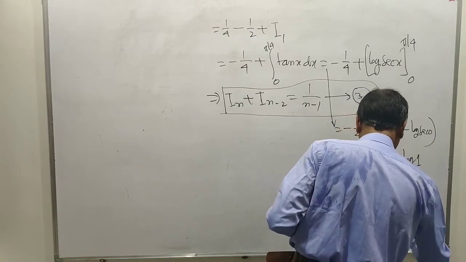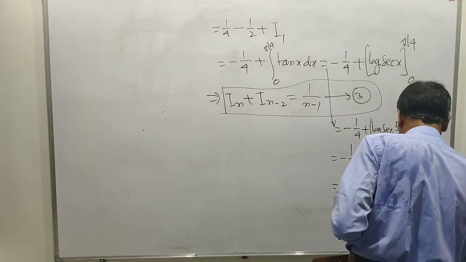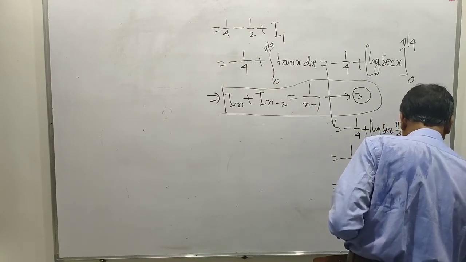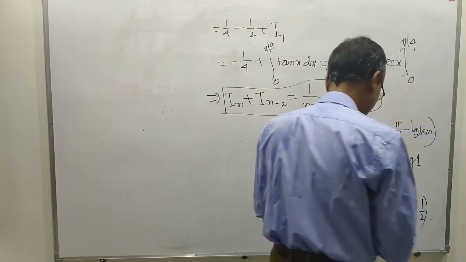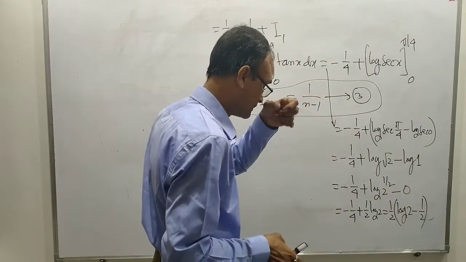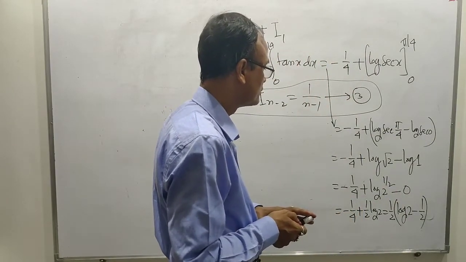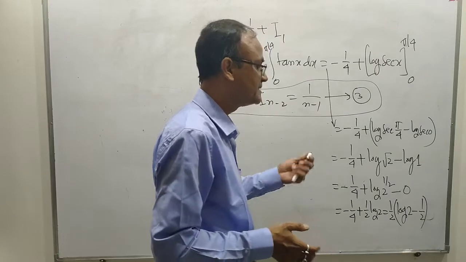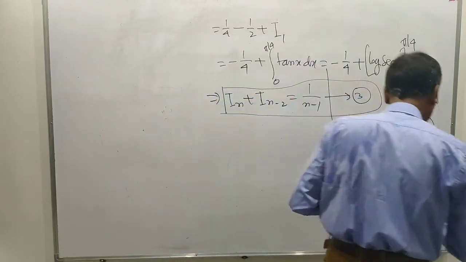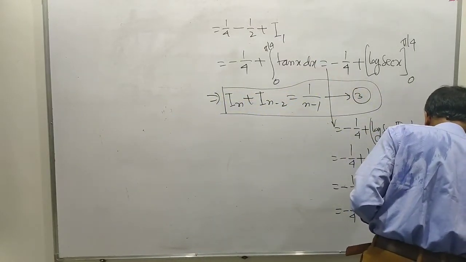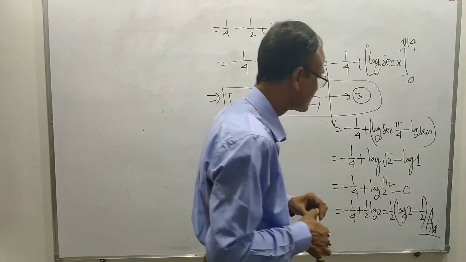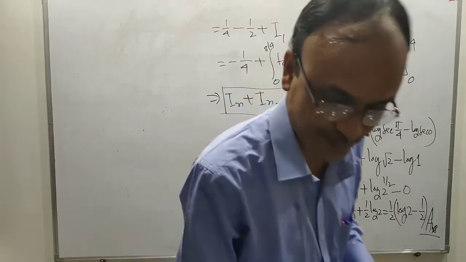This can be written as half of log 2 minus half. Half log 2 minus half. This is the answer. Half of log 2 minus half is the answer.